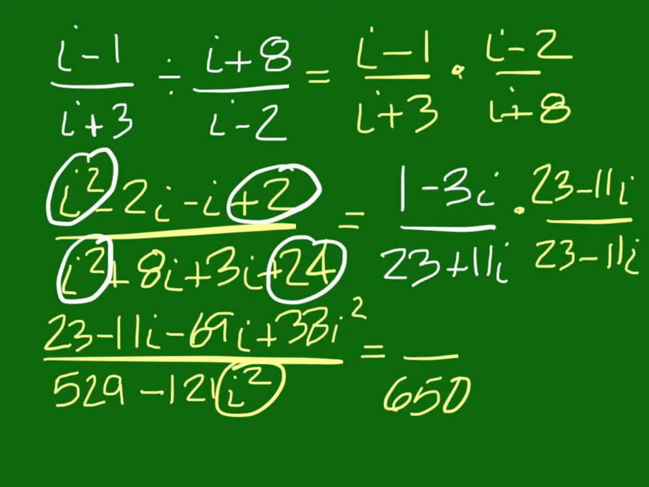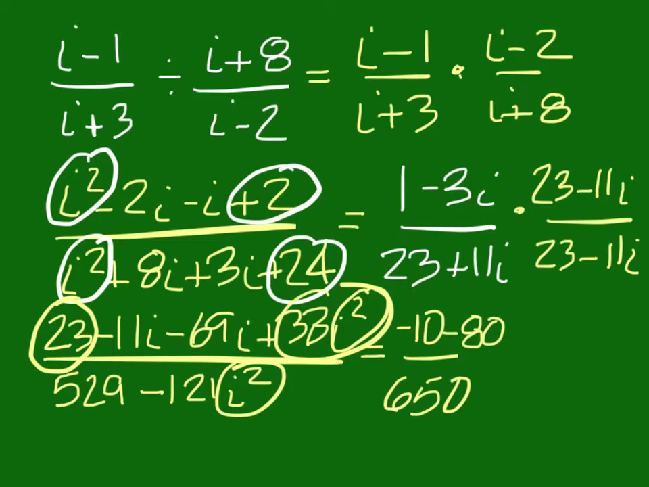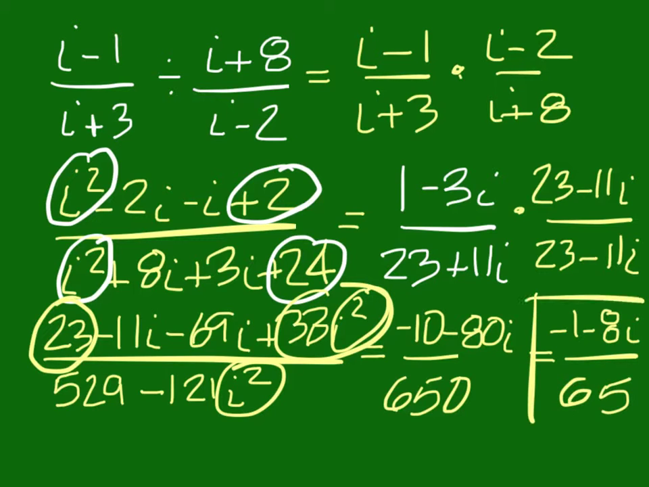And then on the top, we have a negative 1 with the 33 is negative 33. With that 23 is negative 10. Negative 11i, negative 69i is a negative 80i. What comes out of everything? 10. So it's negative 1 minus 8i over 65.